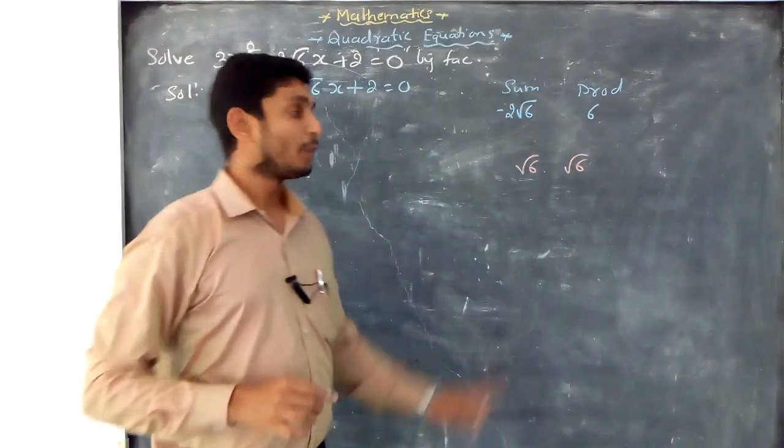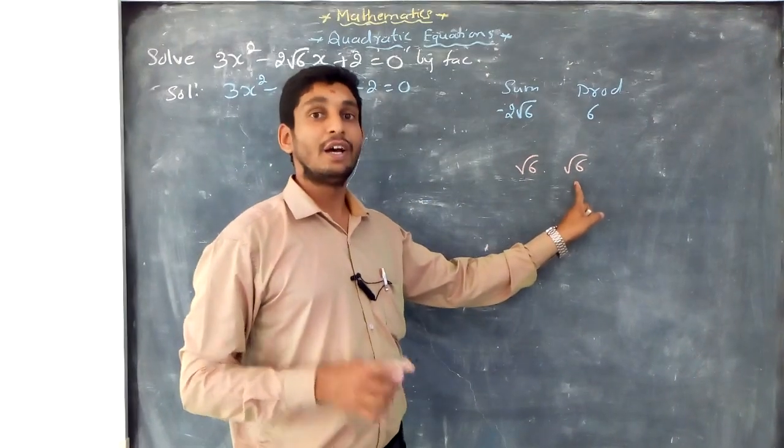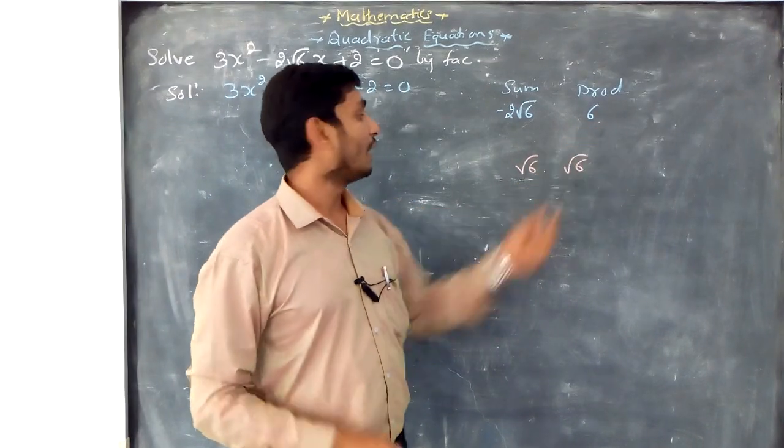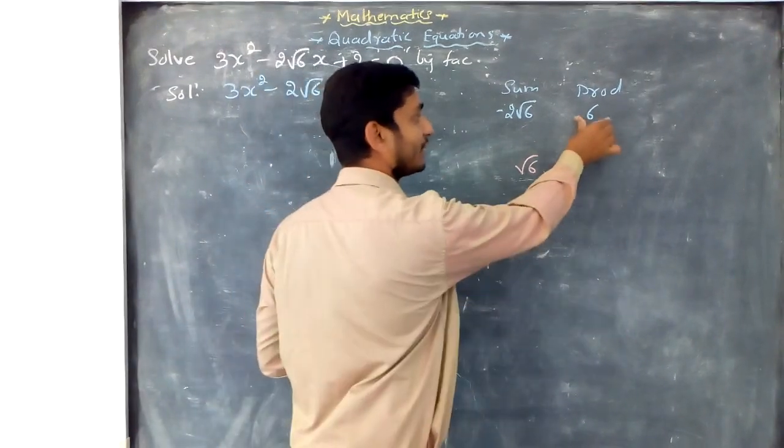Because root 6 into root 6 is root 6 square. Order to cancel, 6 comes. Is it right? Root 6 into root 6 means 6 comes.